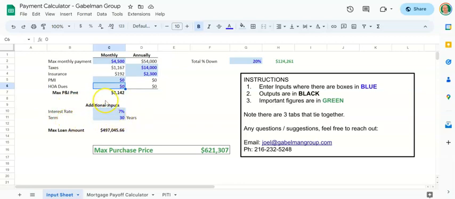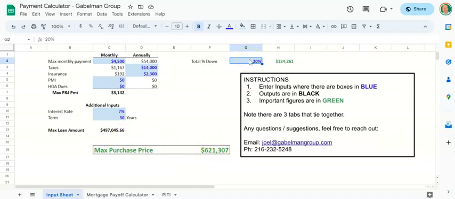and you could change this to a different amortization, a different interest rate. You're looking at a max loan amount of almost $500,000, and because you're putting 20% down, your max purchase price is $621,000. This number represents 80% of this number.